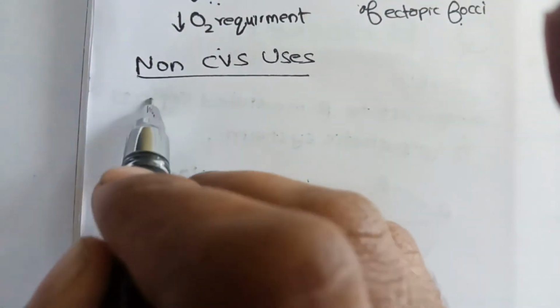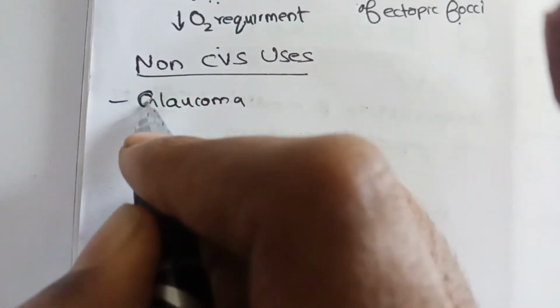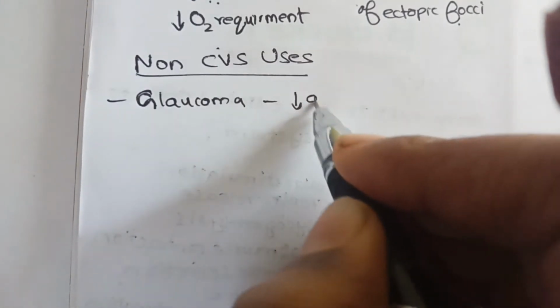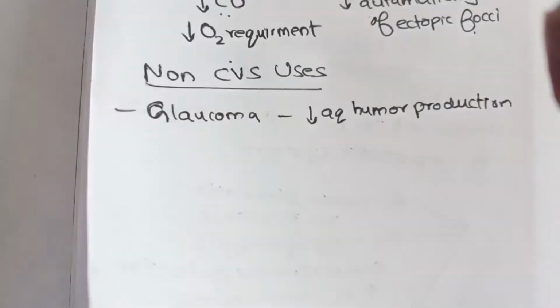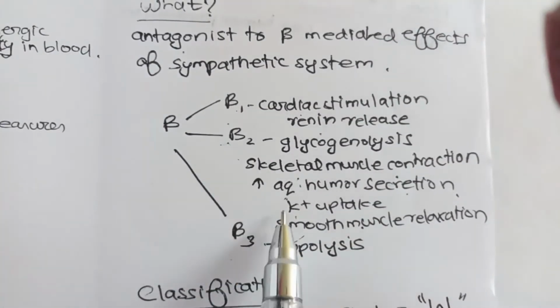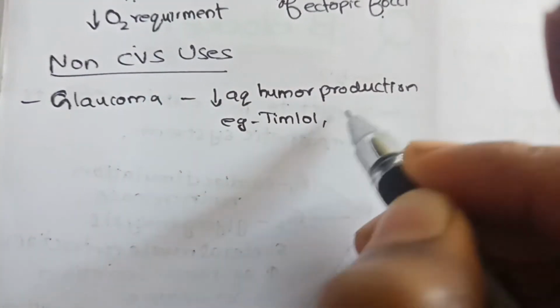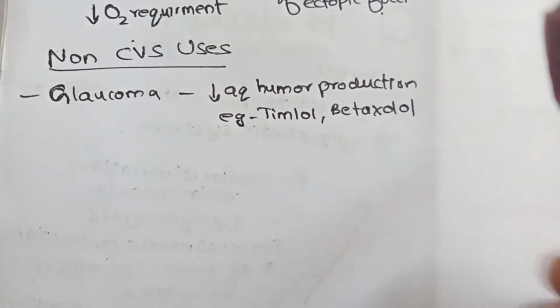Now in this list, first comes glaucoma. So why glaucoma? Because we know that beta blockers can decrease aqueous humor production. So how do we know that? Because we have learned that beta 2 function is to increase aqueous humor. So beta blockers obviously decrease it. So we can use timolol or betaxolol for this case.